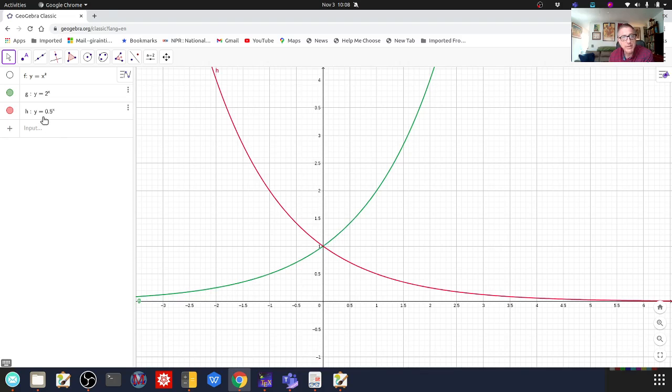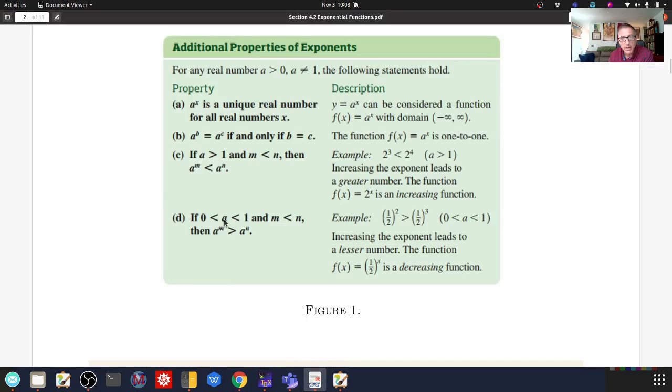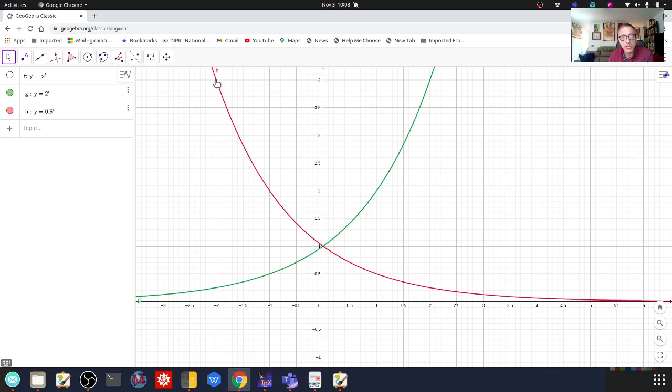Here, in our second example, if a is between 0 and 1, and I've set a in our graph to be exactly 1/2, then the result is that we have a decreasing function over its entire domain. But notice there are some interesting things that are similar. The y-intercept is at 0, 1.